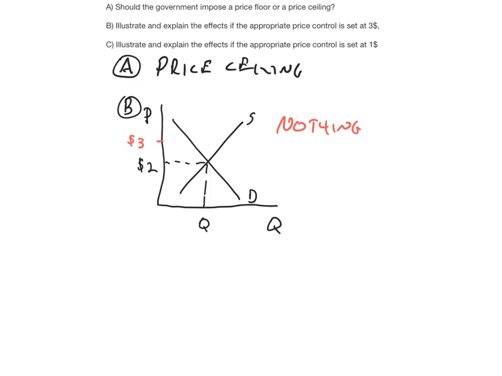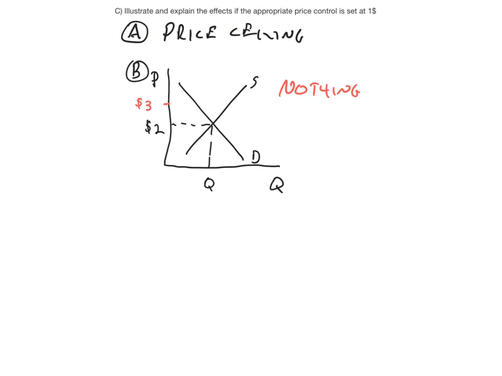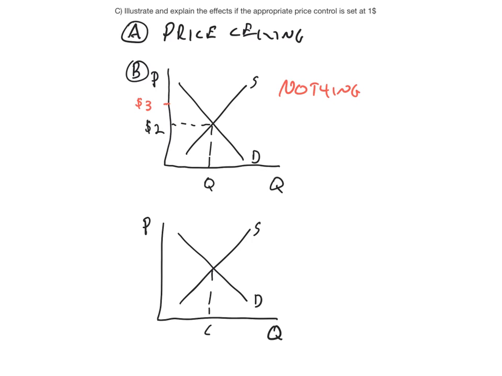Illustrate and explain the effects if the appropriate price control is set at $1. So again, I draw my demand and supply curve, equilibrium quantity, the equilibrium price is set at $2. And now if the price ceiling is set at $1, then this is your quantity supplied, this is your quantity demanded.